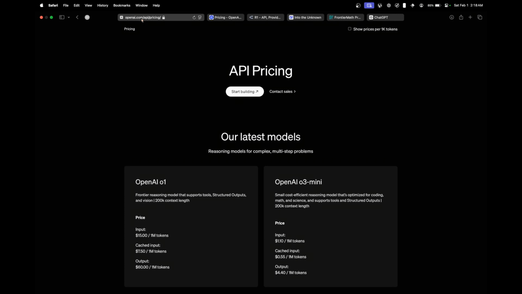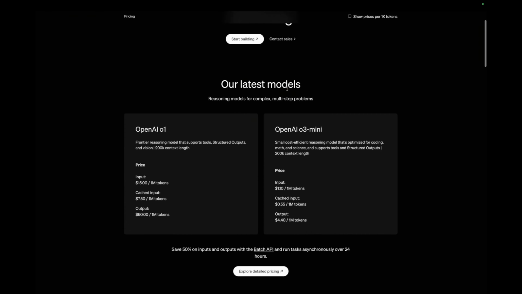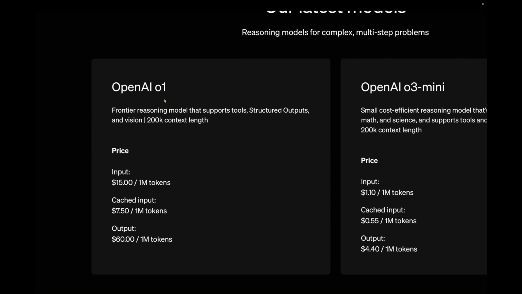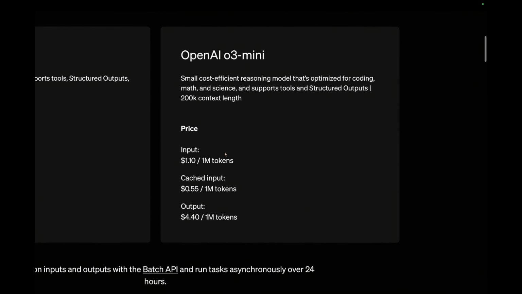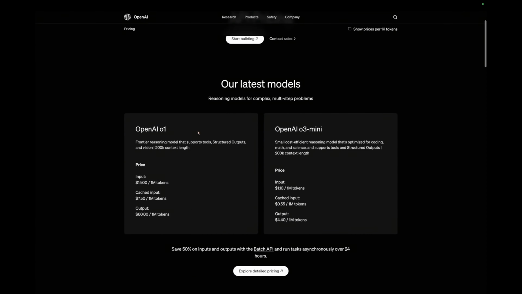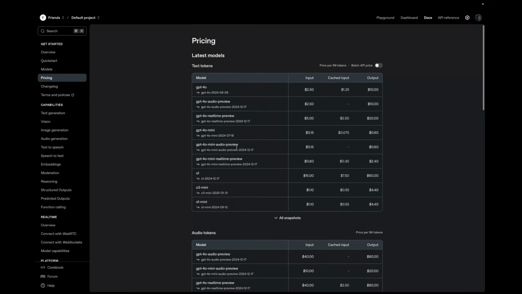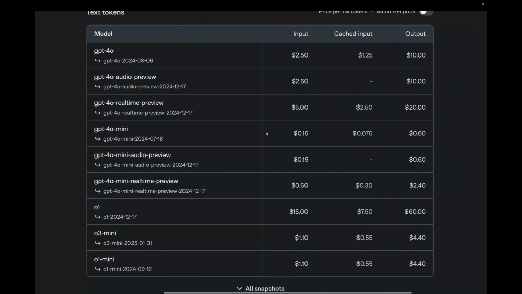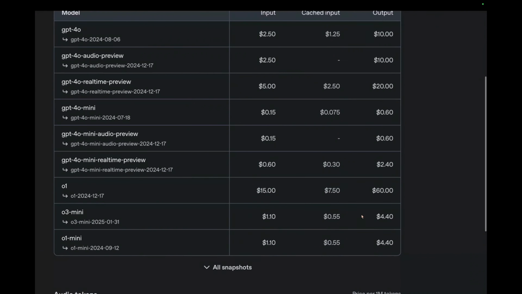Because if you go to the OpenAI pricing, here you can see our latest models. And as you guys know, OpenAI O1 costs $15 for input and $60 for output. But O3 Mini costs just $1.10 for input and $4.40 for output per million tokens. If you look at the pricing of all the models, O3 Mini and O1 Mini have the exact same price. And even at the exact same price, it is better than O1.